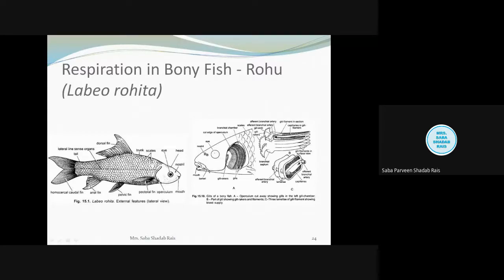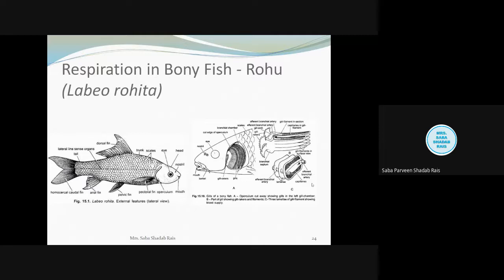Now each gill filament is divided into many branches, the primary lamellae. Again it will divide into the secondary lamellae. Suppose this is a primary lamella, it will have many branches over it, and this will give rise to the secondary lamellae. Now again this secondary lamellae will divide into tiny secondary lamellae.